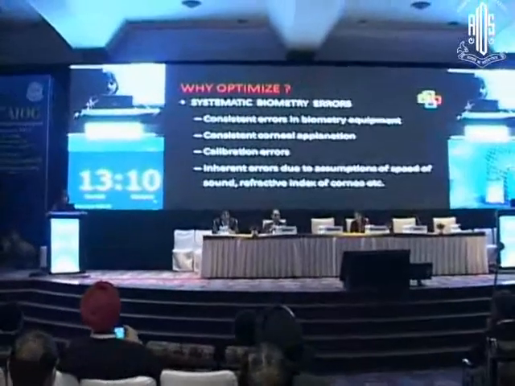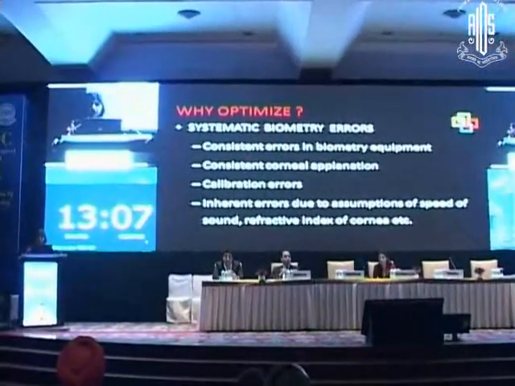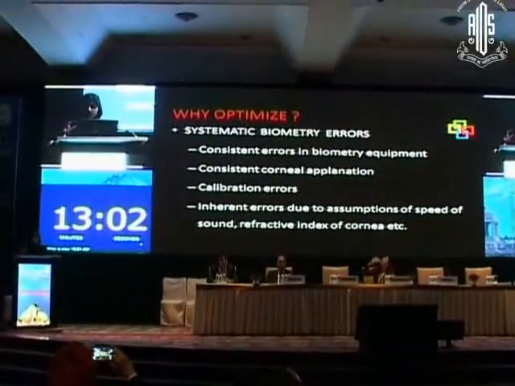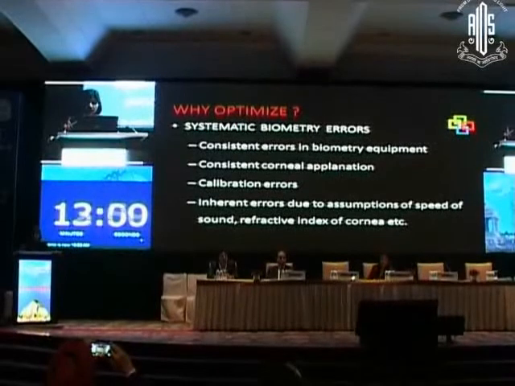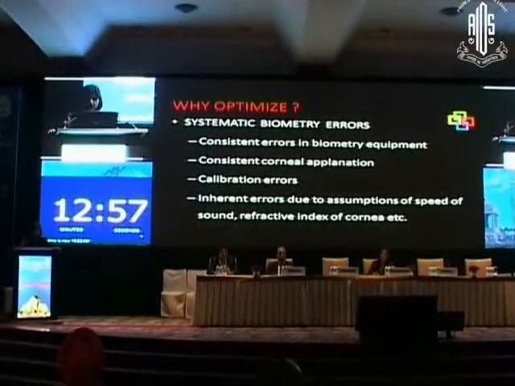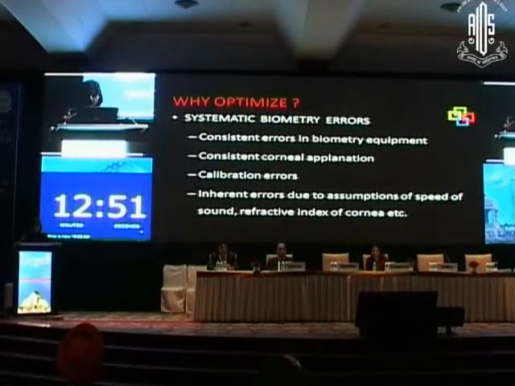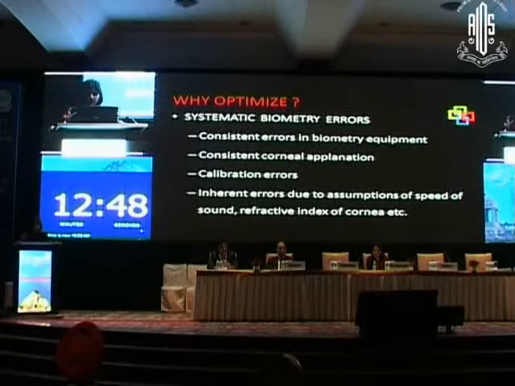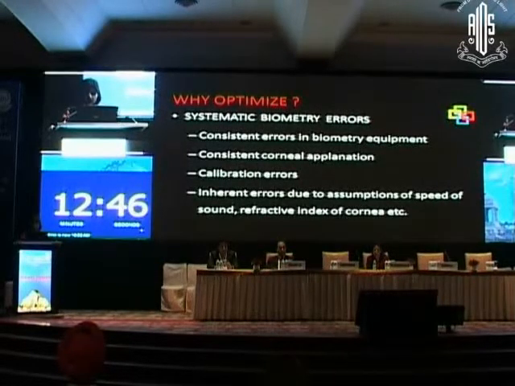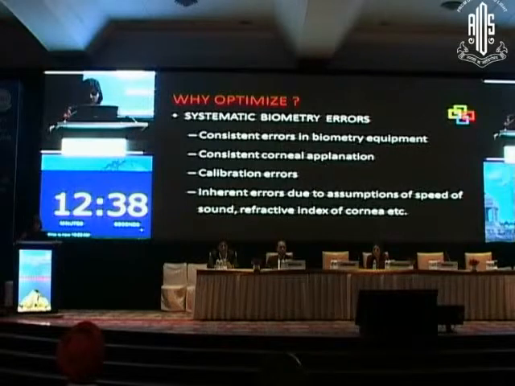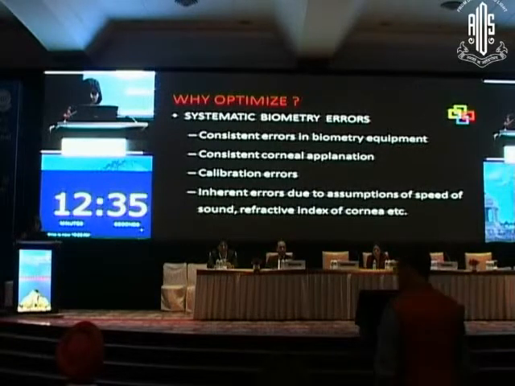So why optimize? First, we have to optimize because we have to consider the systematic biometry errors. When we are doing the measurements on instruments, there are some consistent errors in our biometry equipment. Then with each surgeon or each technician, there is a consistent corneal applanation that is happening whenever we are doing a contact biometry. There may be calibration errors in our machines, and there are certain inherent errors due to certain assumptions that we made about the speed of sound in various media, refractive index of the cornea, etc., which we need to consider.